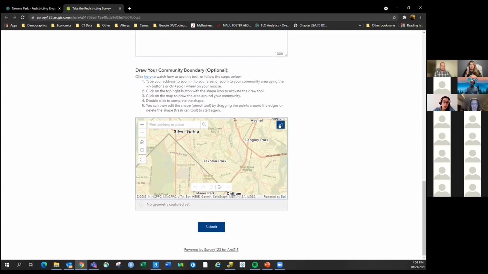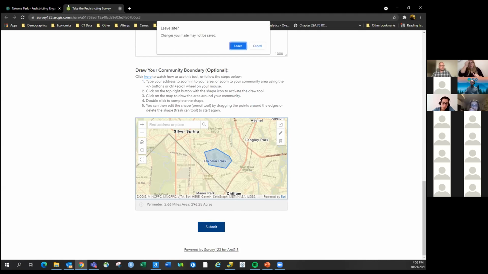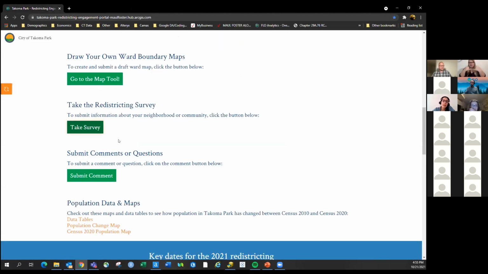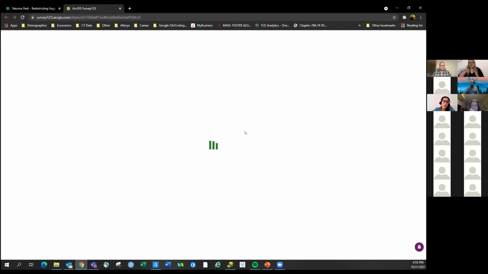Instead, you click this little tool up here, click into the map, and then double click to draw your community of interest. So if you do have a geographic extent in mind, you would go through this process and hit submit, and then that would make its way to us and enter into our consideration as a community of interest, or something to pay attention to as these boundaries are being redrawn.